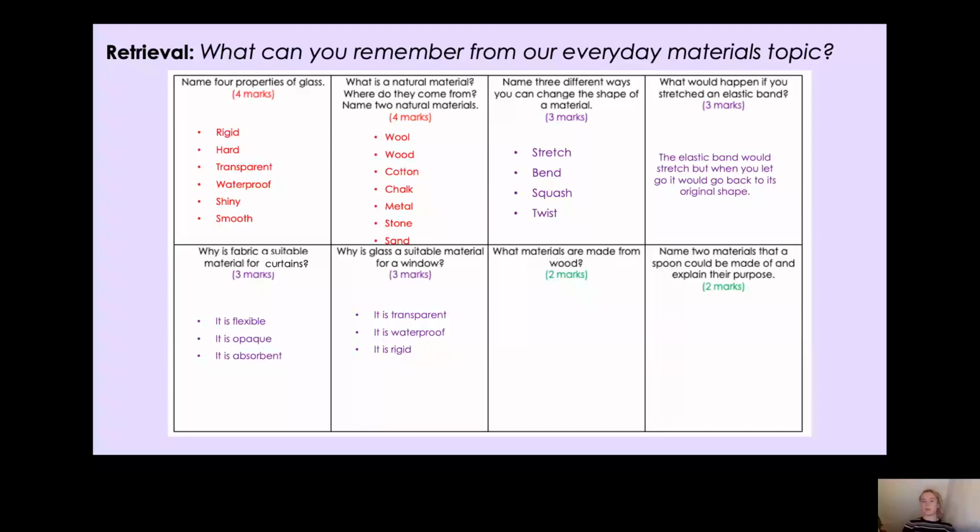And what materials are made from wood? Well, there are only two materials that are made from wood, which are paper and cardboard. So there's your 2 marks. Then we have name 2 materials that a spoon could be made from and explain their purpose.